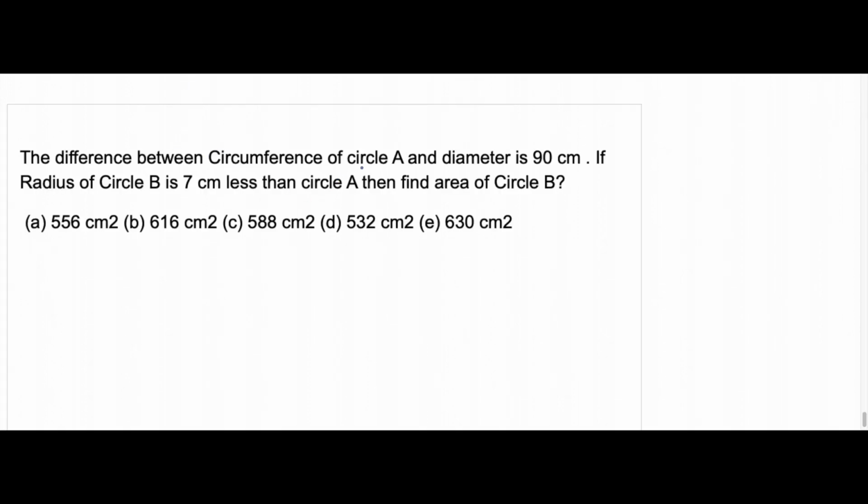The difference between the circumference of circle A and its diameter is 90 centimeter. Circumference is 2 pi r and diameter is 2r, right? Minus 2r is equal to 90 centimeter. This is about circle A, okay? In circle B, the radius is 7 centimeter less than that of circle A. Okay, so let's make it capital R. 7 centimeter less, so small r minus 7. Then find the area of circle B.